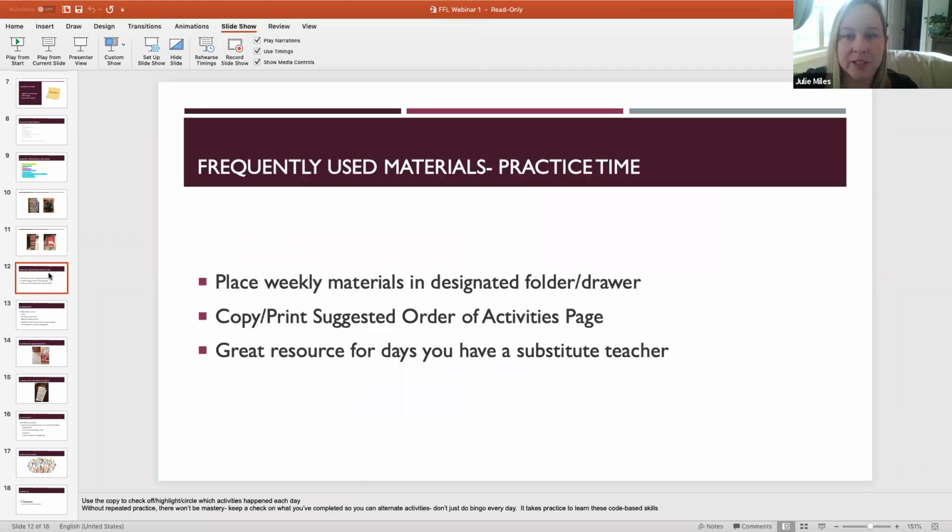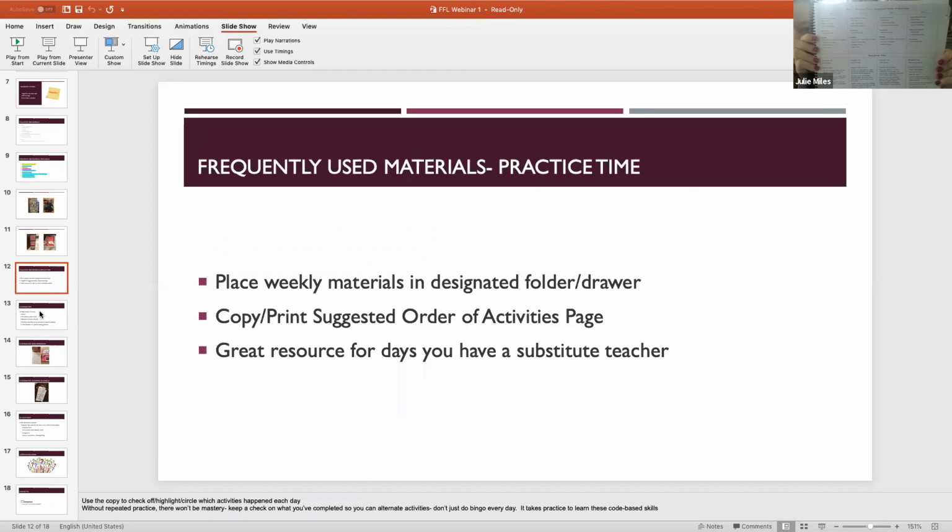Okay, so frequently used materials, practice time. Now, I used to keep practice time in its own separate bin. You're going to want to put the weekly materials in a designated folder or drawer. And again, same thing, copy or print the suggested order of activities page. So before I showed you, when you're doing your lessons, you're going to want this. So that way, if there's something you didn't get to, or if the kids were having a really hard time understanding a concept, you can make a note on there. You can highlight it.